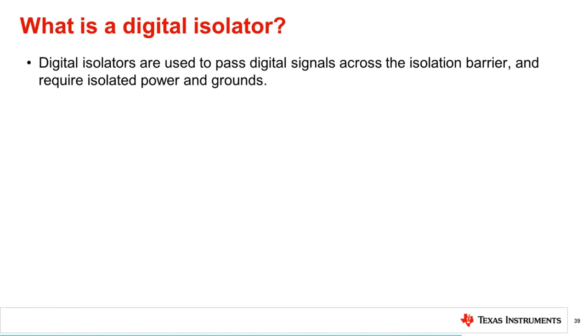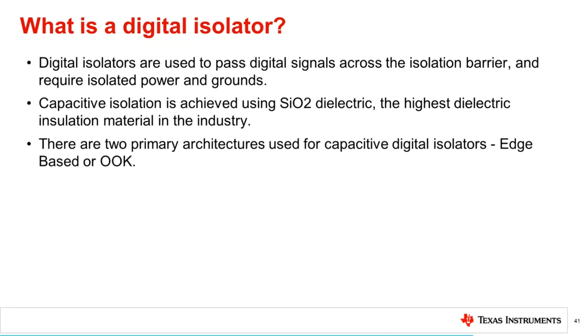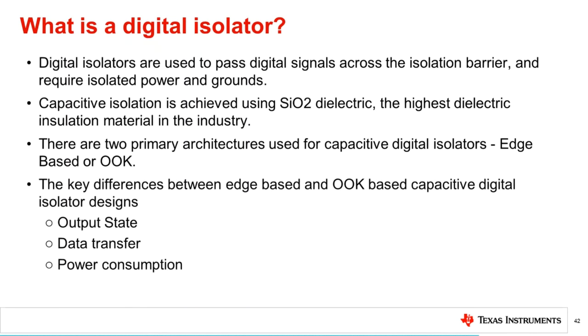We discussed that digital isolators are used to pass digital signals across the isolation barrier and require isolated power and grounds. Capacitive isolation is achieved using silicon dielectric, the highest dielectric insulation material in the industry. There are two primary architectures used for capacitive digital isolators, edge-based or OOK. The key differences between edge-based and OOK-based capacitive digital isolator designs are output state, where both edge and OOK-based digital isolation solutions have a predefined default output, high or low state, found in the device datasheet.